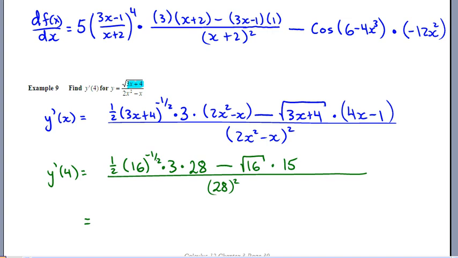This 16 is getting square rooted and flipped upside down. So that's actually like a 4 that's flipped upside down. That's a 1/4. So we have a 1/4 multiplied by 1/2. That's an 1/8. And then we're going to multiply by 3. So like 3/8. And then times 28. Whew, that's a bit messy. The 28 is going to reduce with the 8. We're going to have a 14.